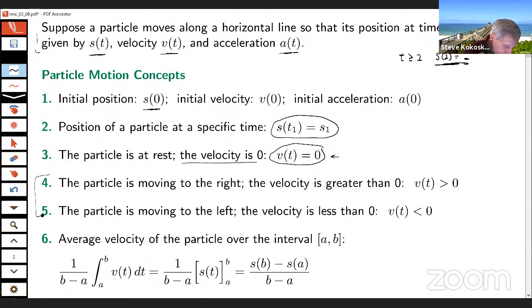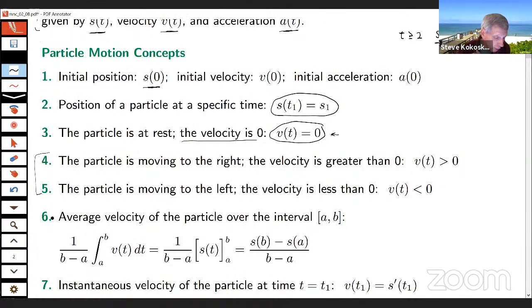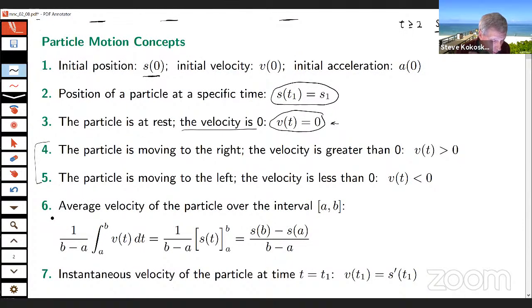4 and 5, I'm going to sort of look at together here. So we often see phrases like, well, when is the particle moving to the right? Or when is the particle moving to the left? And this is interpreted in terms of velocity. So wherever the velocity is greater than 0, the particle is moving to the right. Wherever the velocity is less than 0, the particle is moving to the left. And often these are times that we have to find in problems too. Find all those times when the particle is moving to the right, for example.